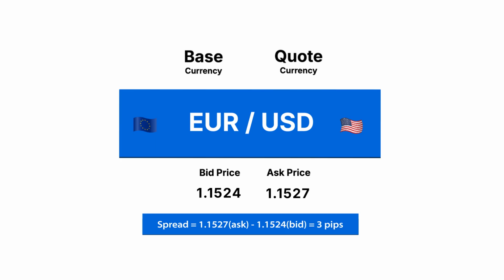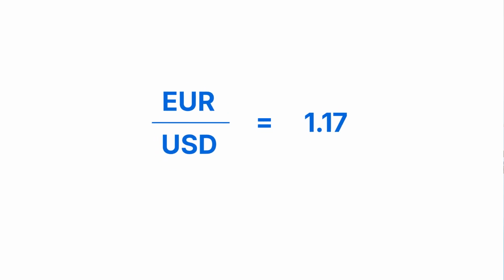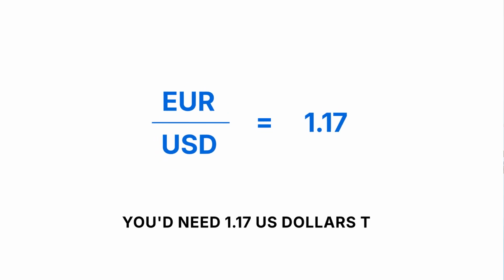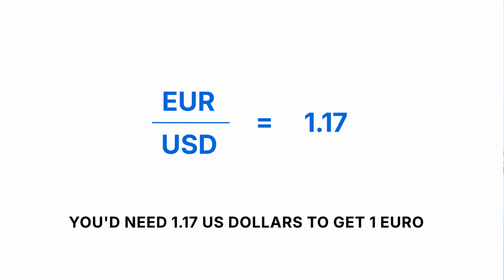The exchange rate is just the ratio between those two currencies. Let's say that Euro USD has the exchange rate of 1.17. That basically means that you would need 1.17 of the quote currency, so of US dollar, to buy 1 euro. Why is this all important? Because as a trader, you make profits from these exchange rate fluctuations. And the good thing is that you can make profits no matter whether the price is rising or falling.